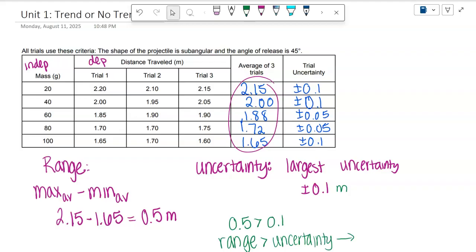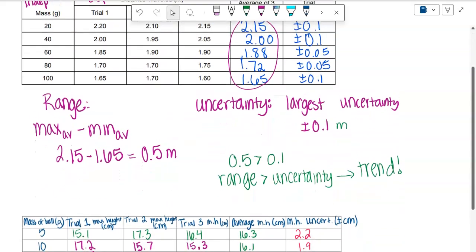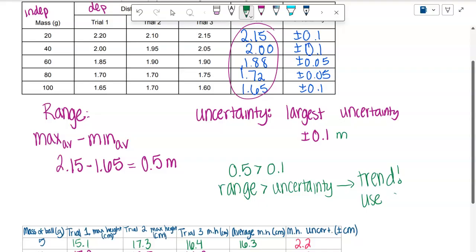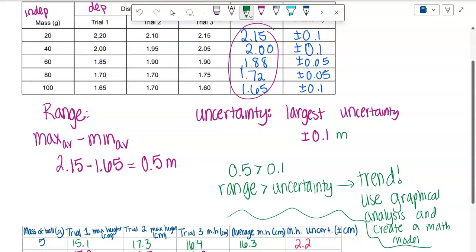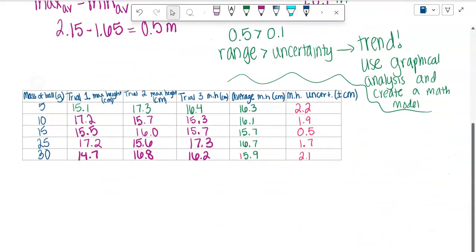This suggests that I do have a trend. And since I have a trend, I'm going to use graphical analysis and create a math model. Once you create that math model, you can go ahead and plug in different values. Okay, let's try another one.